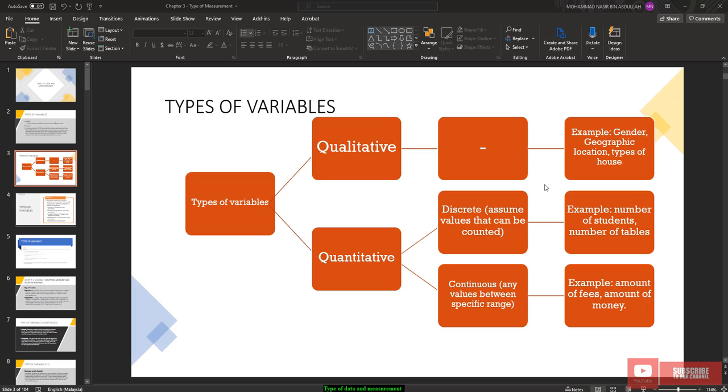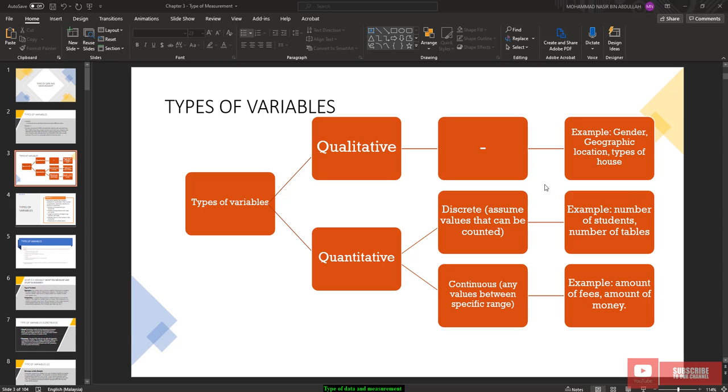So qualitative variable is known as a categorical variable, right? For example, gender, geographic location, type of house. This is an example of categorical variable. It means that in gender, it can be either male or female. Geographic location, either local or, let's say, for example, Malaysia or Singapore or Thailand. So this is the qualitative variable.